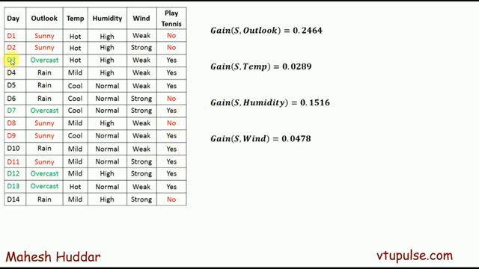Similarly for overcast, overcast is having positive here, positive here, positive here, and positive here, that is yes. So in all the 4 examples we have yes, so we can directly write yes in that case. Similarly for rain, the first one is yes, second one is yes, D6 is no, D10 is yes, D14 is again no. So it is having combinations of yes and no, so we cannot write yes or no directly there.